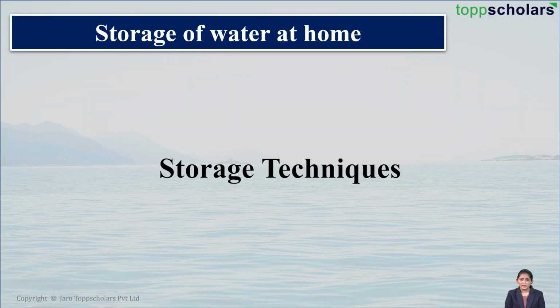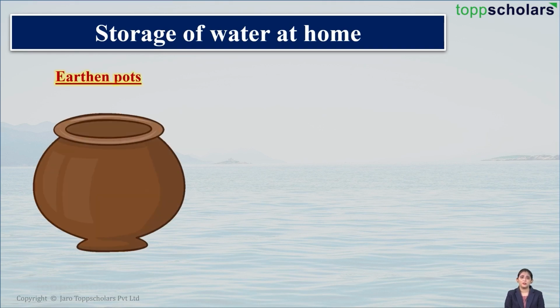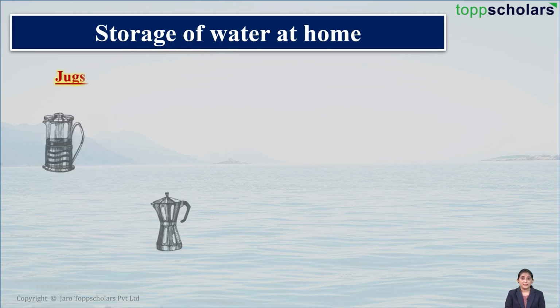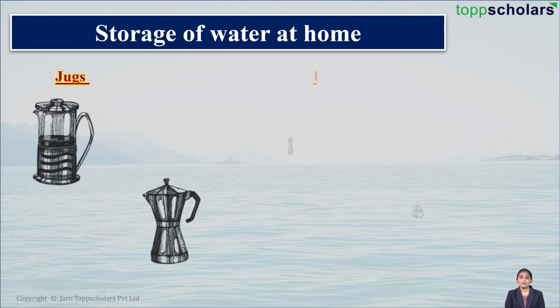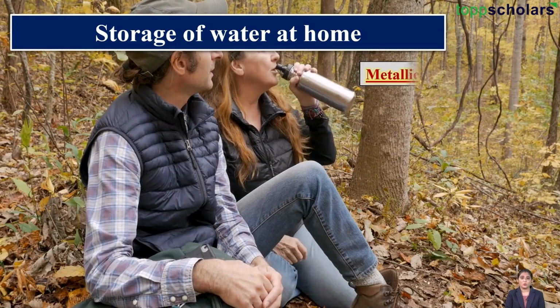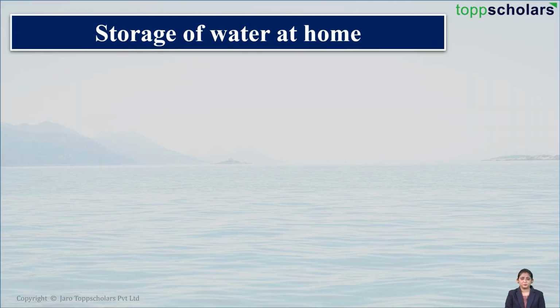Now, let us discuss some storage techniques by which we can store water at home. So, water is stored in earthen pots. You might have seen earthen pots kept in your home, right? Wherein you store water in these earthen pots, as well as we have water filters. Similarly, we can store water in jugs as well as in utensils. We can also store water in metallic bottle or plastic bottle.